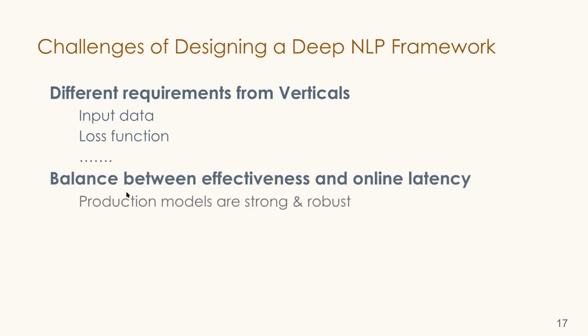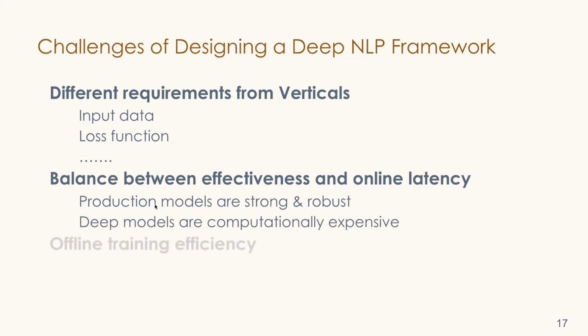The production models, which are the traditional NLP models, are actually very strong and robust because we have iterated many times and designed very powerful handcrafted features. So the deep learning models need to be computationally cheap, and also they need to beat the production model.